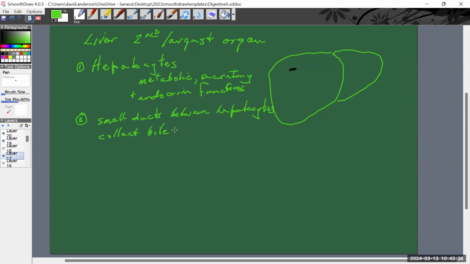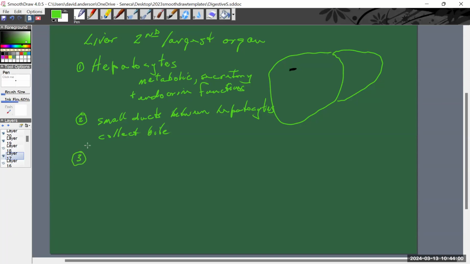The right hepatic duct and left hepatic duct drain into the common hepatic duct, and that drains into the common bile duct, and that drains into the pancreatic duct that empties into the duodenum. We did all that stuff on one of those previous slides. So we're already generally aware of the collection of bile coming from these hepatocytes from all over the liver.